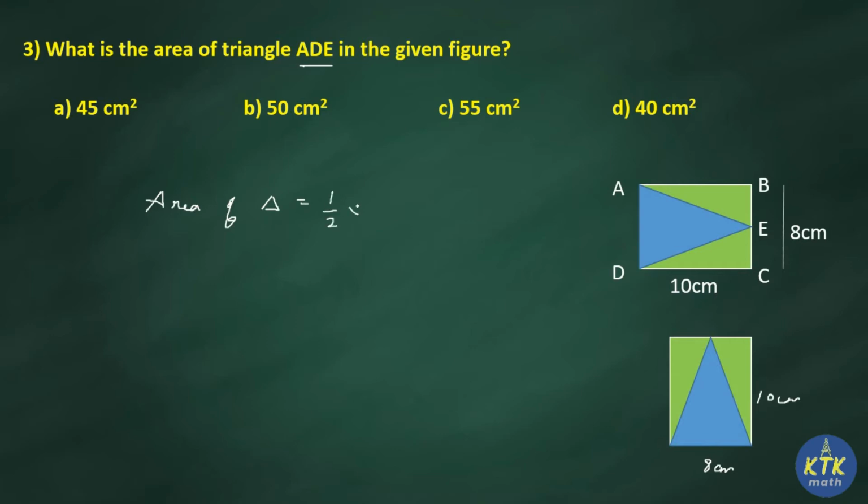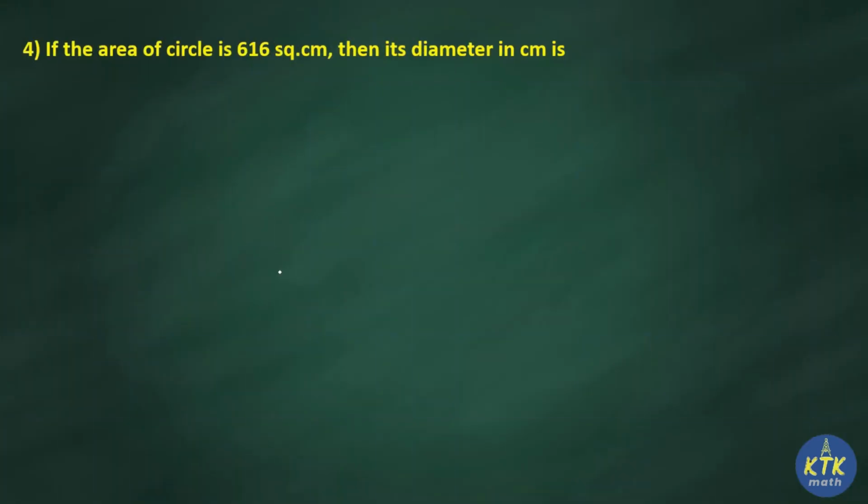So we have both the values now. It's a simple question, but the diagram they gave is in terms of rotation. So half into what is your base? Base is 8, height is 10. You can cancel any one number with the 2. I am cancelling here. So 4 2s are 8. So 4 10s are 40 centimeter square. So the answer is option D, 40 centimeter square. We'll go to the next one.